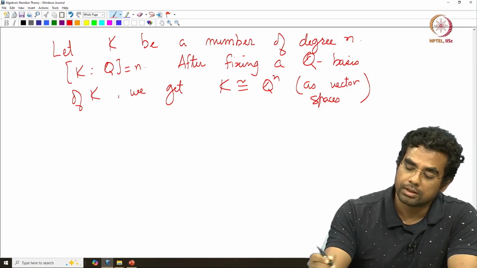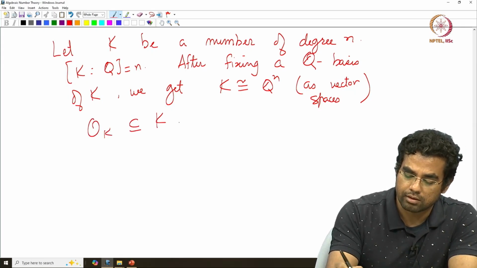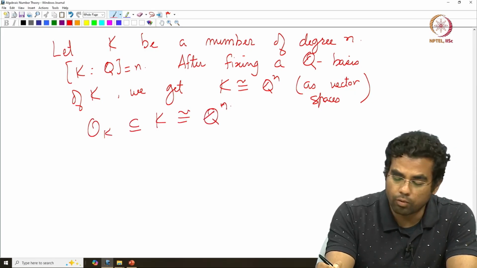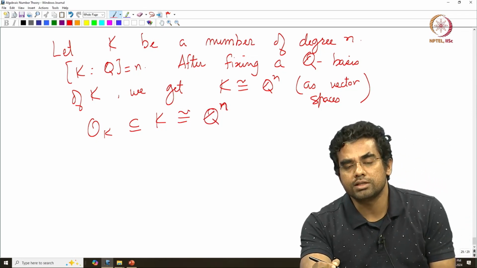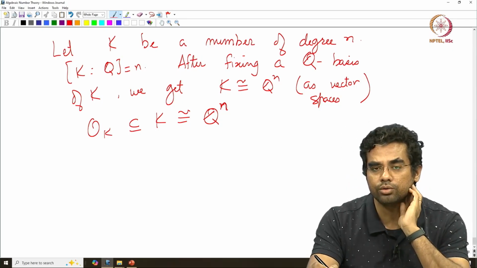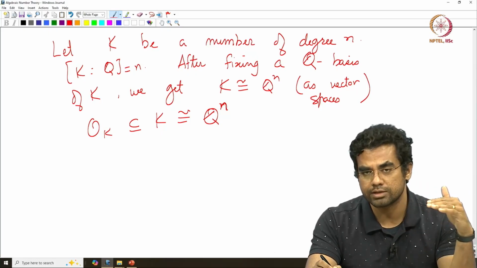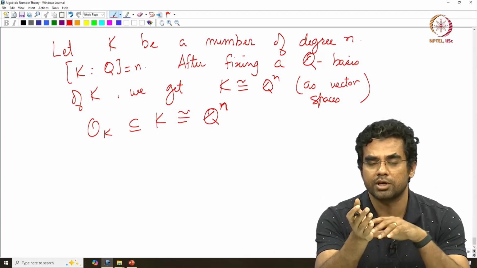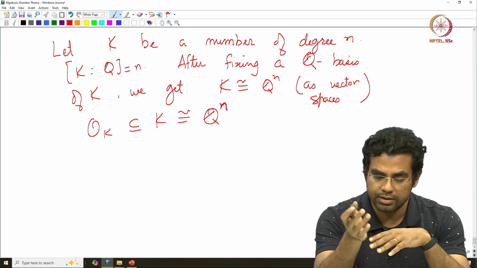And now O_K is contained in this Q^n. So you can ask yourself what is this O_K? How does this O_K sit inside this Q^n? Roughly you can think of Q^n as rational points in R^n, and R^n is a nice Euclidean space that we are used to from linear algebra or from coordinate geometry, etc.